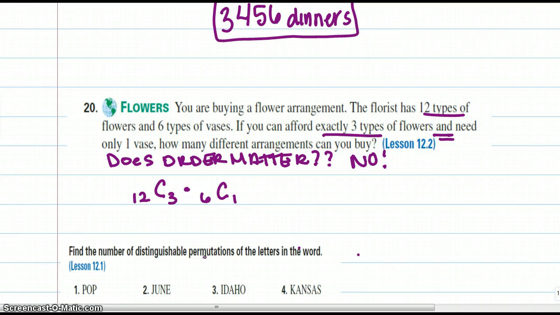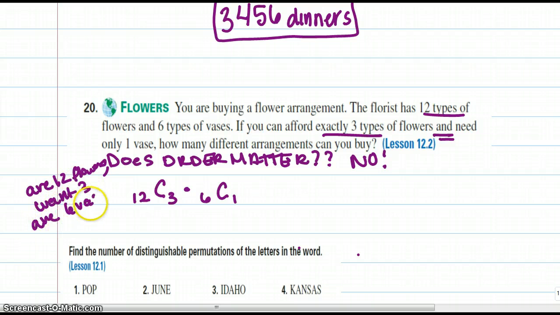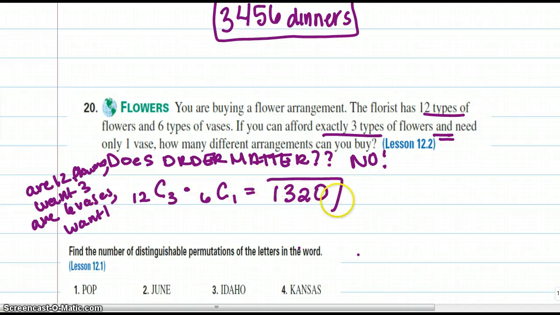So remember, in previous problems, like with a deck of cards, we were writing that out. There are 12 flowers, and we want 3. And there are 6 vases, and we want 1. So that's where these 2 values come from. So you just need to type that into your calculator, and I'm going to do that right now. Type in 12 choose 3, times 6 choose 1. You should get 1,320. So we could buy 1,320 different arrangements if we buy 3 types of flowers and 1 vase.